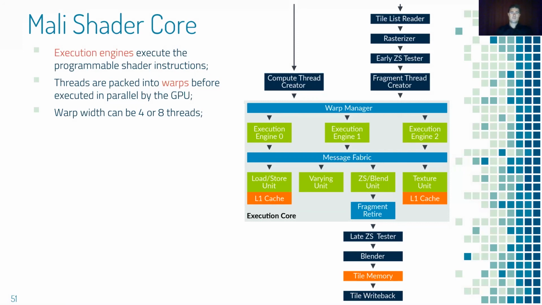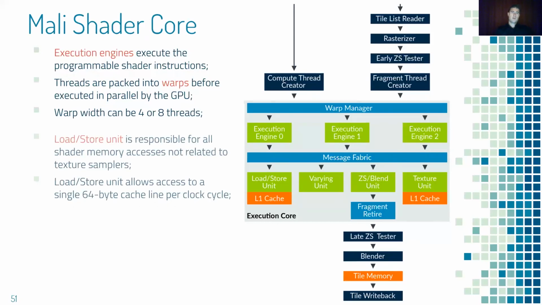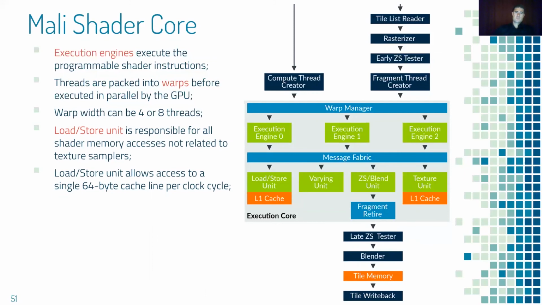Threads, like we talked before, are packed into warps before being executed in parallel by the GPU. In this generation of Mali GPUs, warps are either 4 or 8 threads, depending on the way the hardware is configured. The load store unit, of course, is responsible for all shader memory accesses, but is not related to texture sampling. And the load store unit allows access to a 64-byte cache line per clock cycle.